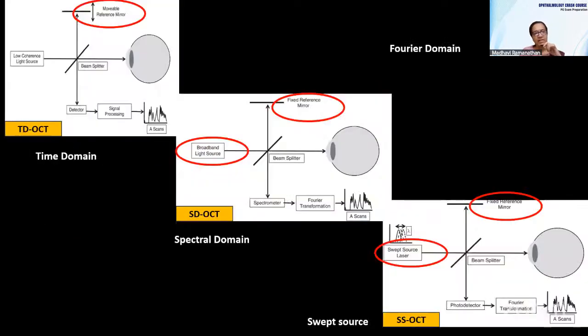So broadly, it can be classified into the time domain as well as the Fourier domain OCT. Under the Fourier domain OCT, you have the spectral domain OCT and the swept source OCT. What exactly is the difference is that the time domain has a movable reference mirror. When it comes to the Fourier domain, both have the fixed reference mirror. However, the difference between the spectral domain and the swept source is the source of light. Here you have a broadband light source, whereas here you have a swept source.